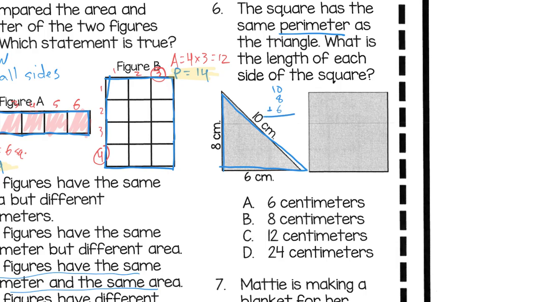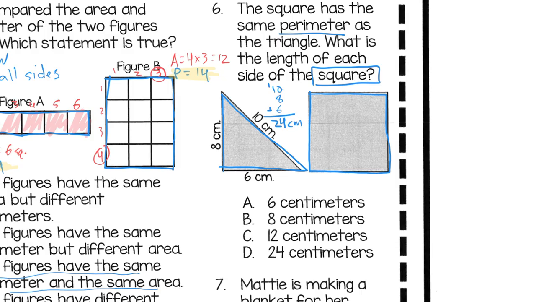okay, 8 plus 6 plus 0 is 14, carry the 1. 1 plus 1 is 2, so the perimeter is 24 centimeters. The perimeter of this square is also 24. So if I add up all 4 sides, they're going to be 24. And we know when we're talking about squares, all of the sides have to be the same. So what number, if you add it 4 times, makes 24?